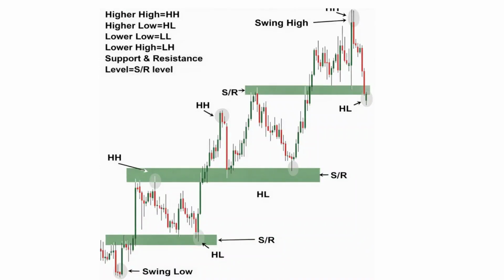Most traders lose money because they don't understand market structure. In this video, I'll explain it in the simplest way using this chart. First, remember 4 words: higher high, higher low, lower high.